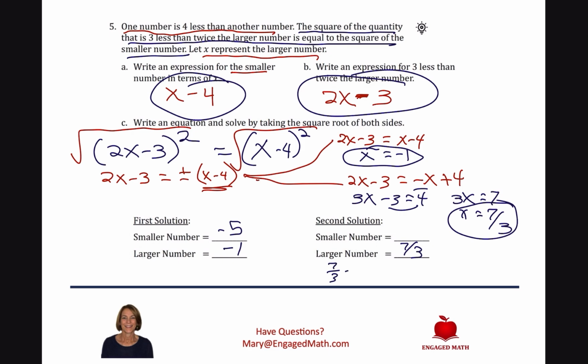And 7/3 minus 4, you can really think of that with common denominators if you want. Instead of 4, I'm going to write minus 12/3, because this is really a 4 that we're subtracting, but we're writing it with a common denominator. And 7 minus 12 is negative 5. And then we have a 3 still in the denominator. So in this case, our other answer, the smaller number is negative 5/3 and the larger number is 7/3.